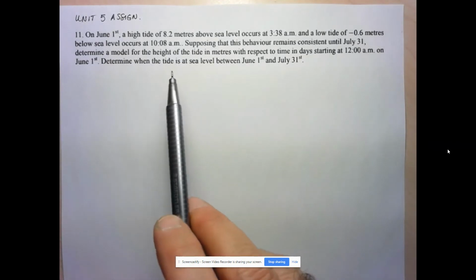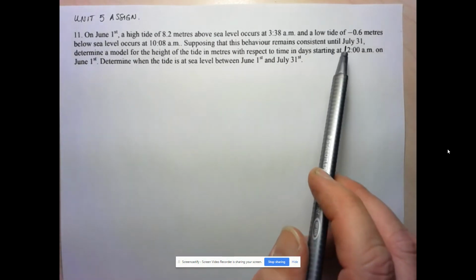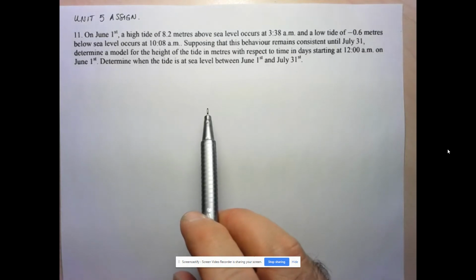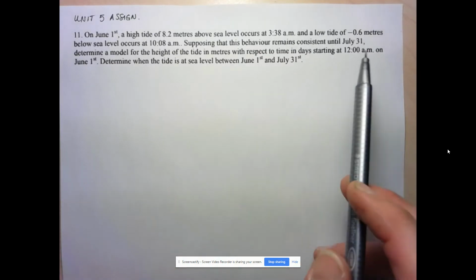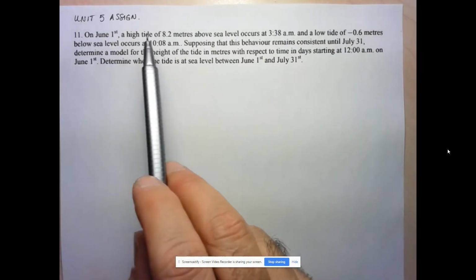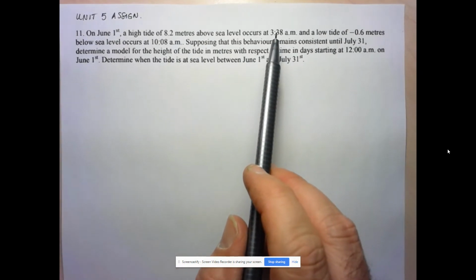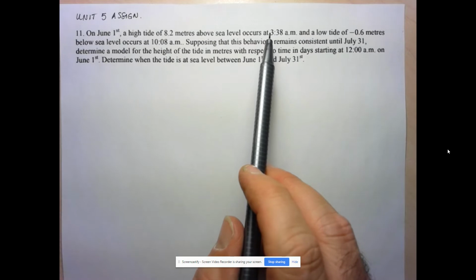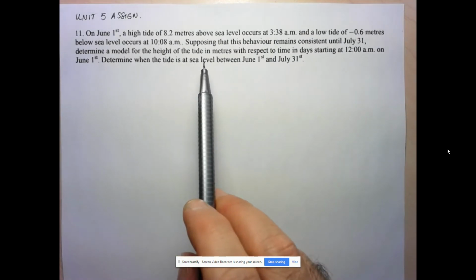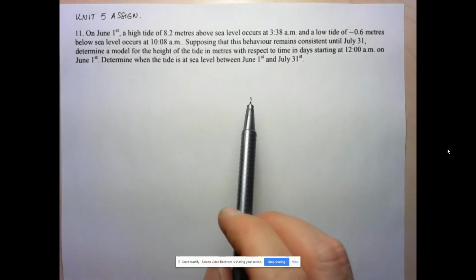Okay, and they tell us that this model is going to work until July 31st. So that means we're looking at 2 months or 61 days worth of time. They want us to determine a model, and they're very specific. They want the model to start at 12 a.m. on June 1st. Right off the bat, I see that the maximum occurs at 3:38 a.m., so I'm probably going to need a phase shift. Once we have that model, we want to determine when the tide is at sea level, in other words, when it has a height of 0 between June 1st and July 31st.